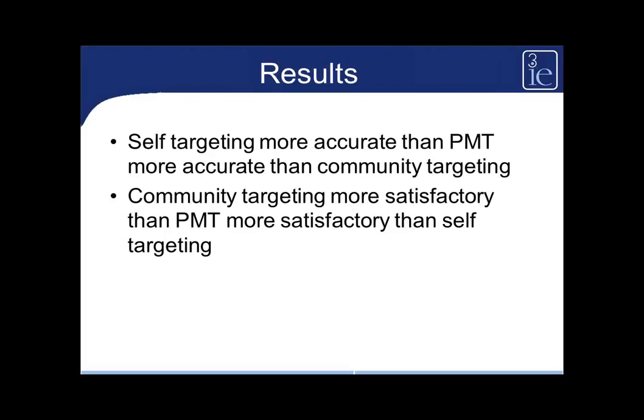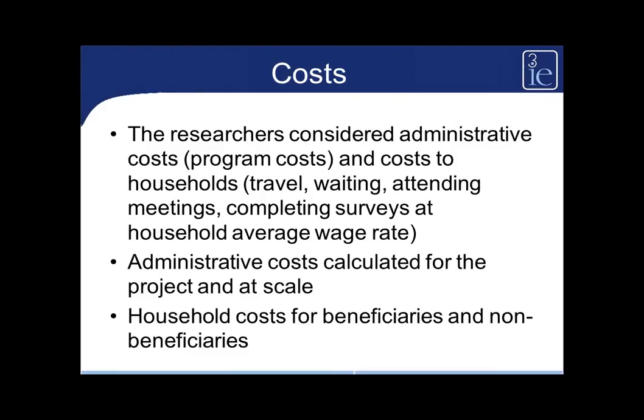So what did they find? They found that from an objective standpoint, self-targeting was actually more accurate than proxy means testing, was more accurate than community targeting. On the subjective side, though, they found almost the opposite. Community targeting was more satisfactory than proxy means testing, was more satisfactory than self-targeting.